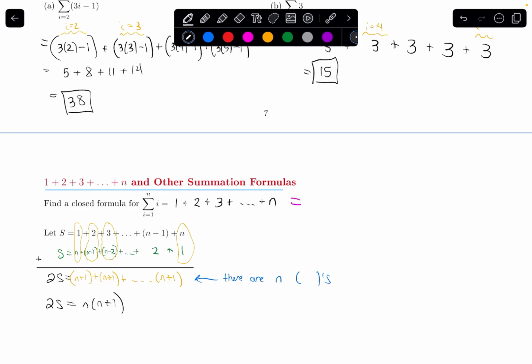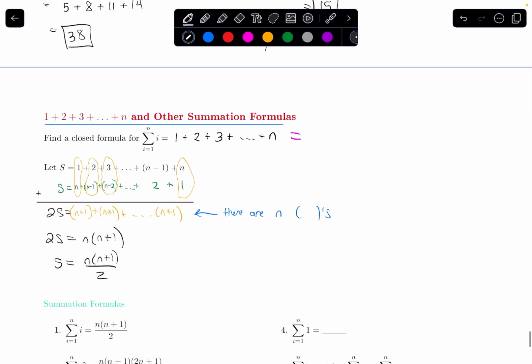All right, so now I'm one step away from figuring out what s is. I just divide by 2, and I get s equals n times n plus 1 over 2. And we got it. That is our formula for what this sum of the first n positive integers is.